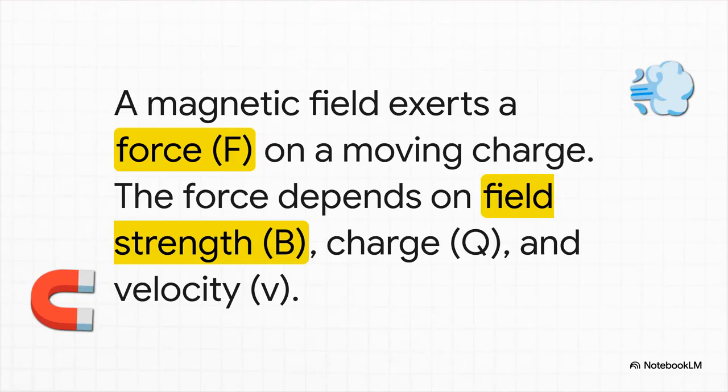A magnetic field only exerts a force, F, on a moving charge, and the size of that force depends on the magnetic field strength, B, the charge itself, Q, how fast it's moving, V, and the angle, theta, between its velocity and the field. The force is strongest when that charge is moving totally perpendicular to the field.